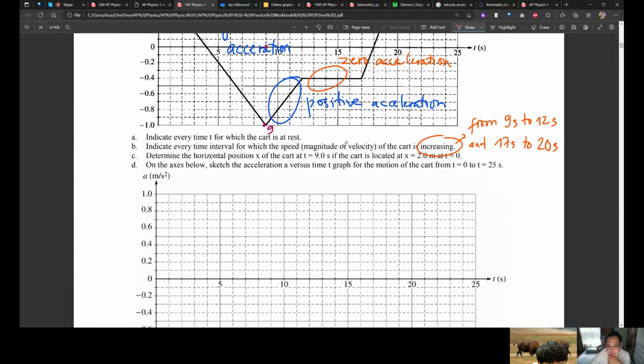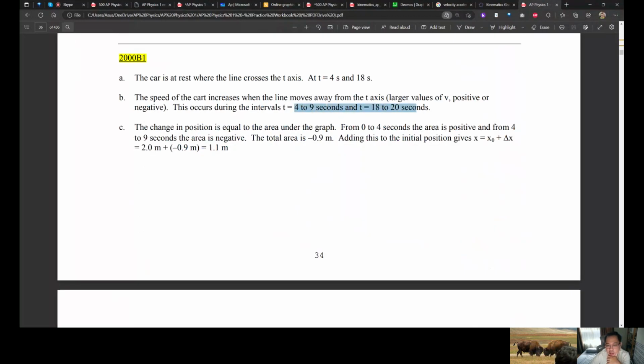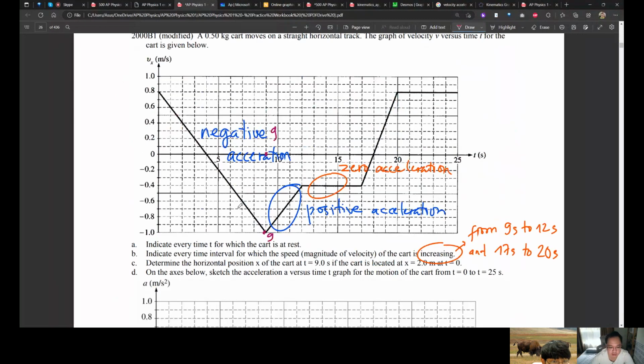Indicate every time interval already done from 9 seconds to 12 seconds and from 17 seconds to 20 seconds. The two parts, the graph goes up. The answer is different. Let's see it again. 4 to 9 and 18 to 20. Okay, so that is probably some wrong reading on the graph here. From 4 to 9. From 4. Wait, from 9 here. Increasing the speed.